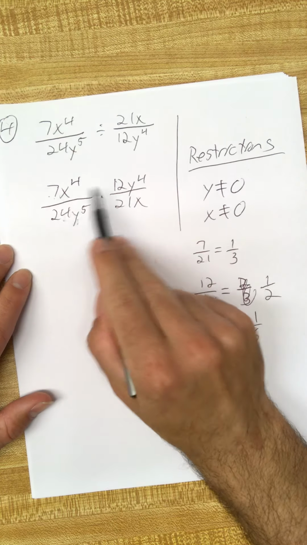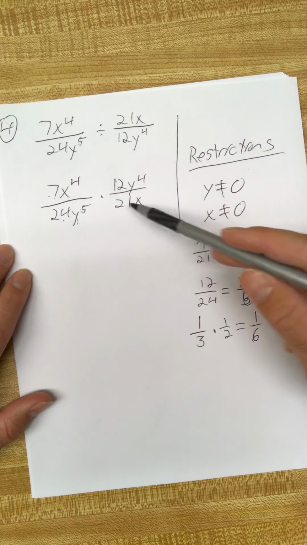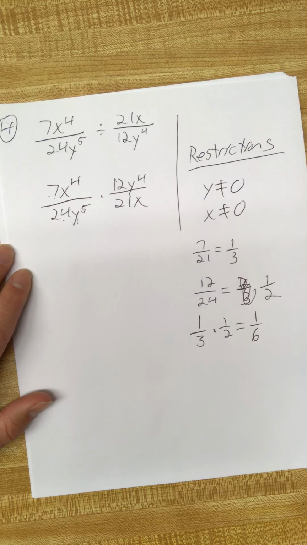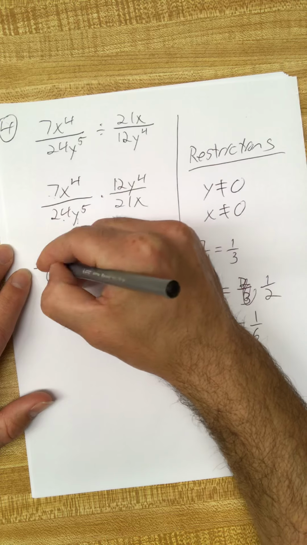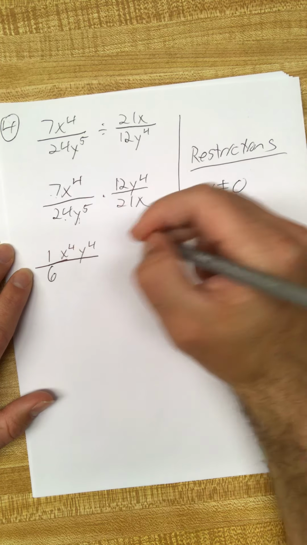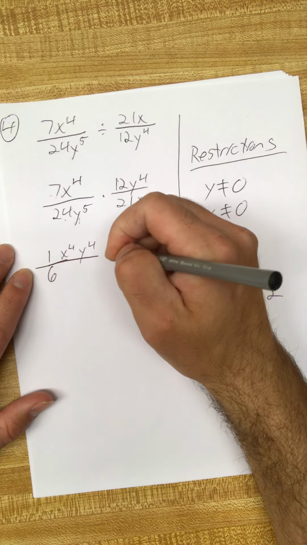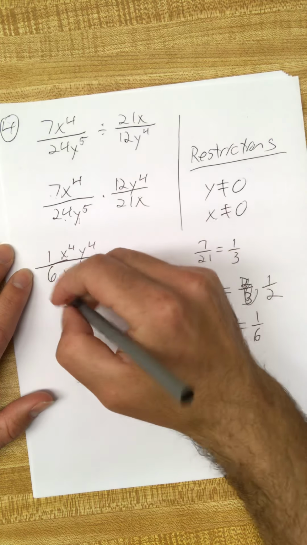If you just want to go 7 times 12, that's going to be 84, 24 times 21. I don't have a calculator on me right now, to be honest with you. But you're going to get some pretty big number, and you can just reduce it, but it should reduce down to 1/6. But I know I'm going to have 1/6 as my fraction. I'm going to have x to the 4th, y to the 4th in the numerator, and then I'm going to have x and then y to the 5th.